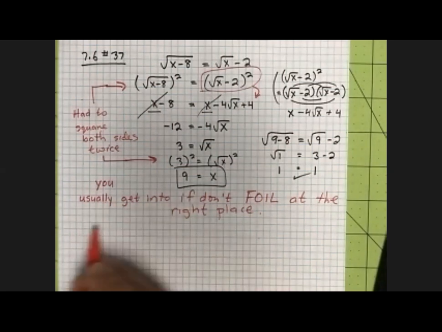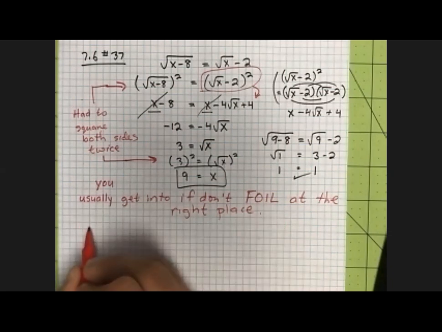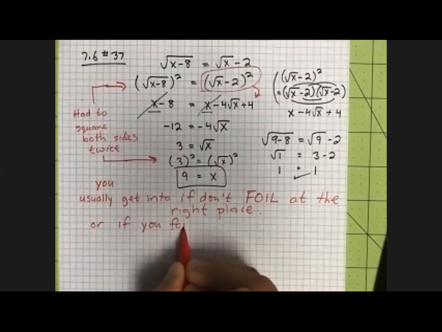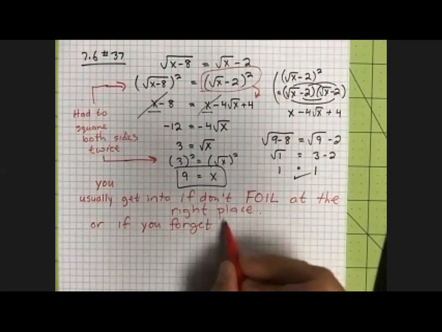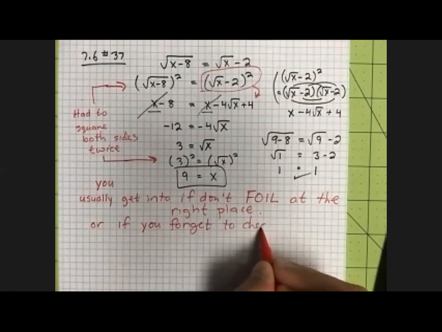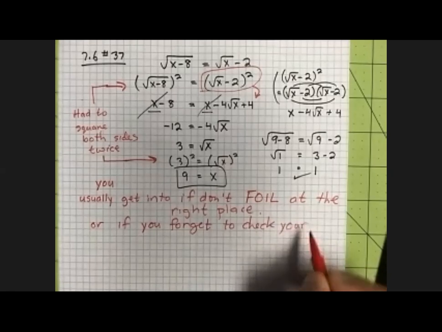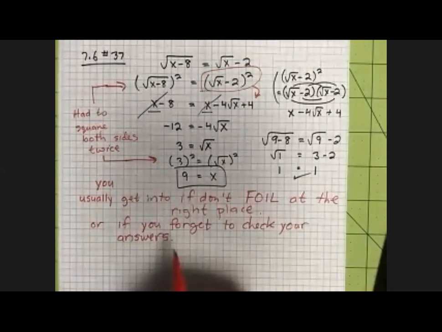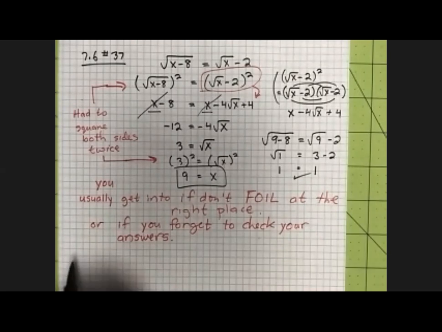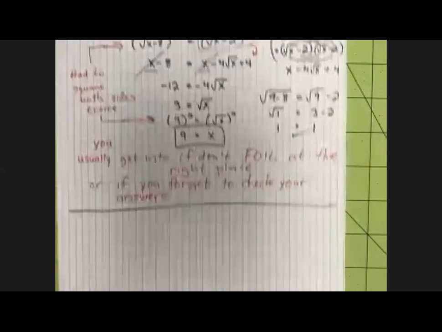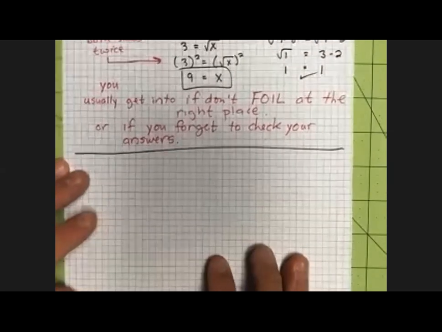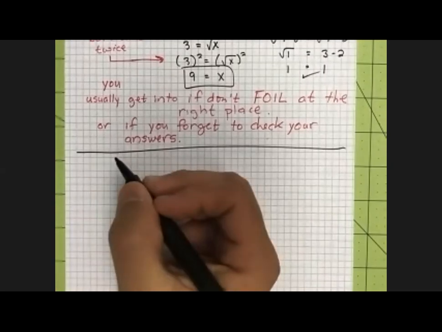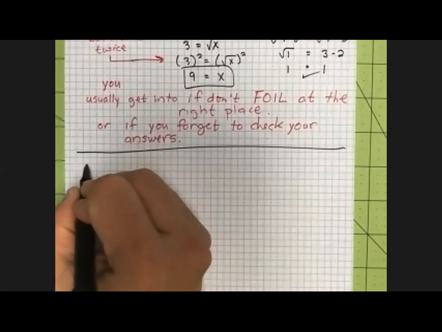Sometimes, still this warning, always check. Maybe I should write that down. You usually get in trouble if you don't FOIL at the right place, or if you forget to check your answers. These problems, you always check your answers. But sometimes you can't predict when the answers are going to go bad, so it almost seems random. It's not random, but it almost seems like you can't tell which answers are going to go bad and which are not. So let's look at 42. Yeah, that's a reasonable one.